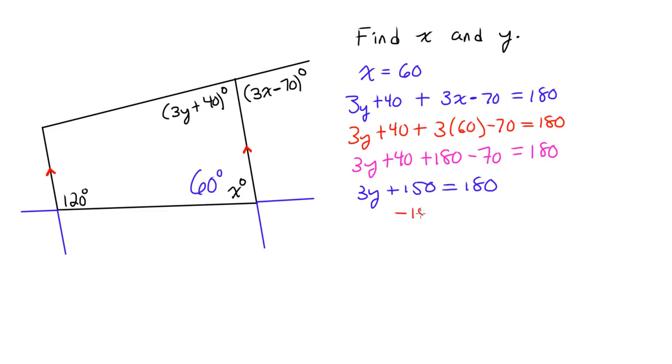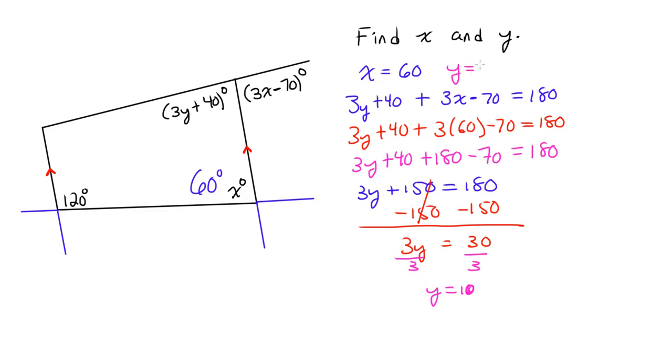Subtract 150 from both sides, and I get 3y equals 30. And then finally divide by 3. And I get y equals 10. So I know that x equals 60 and y equals 10.